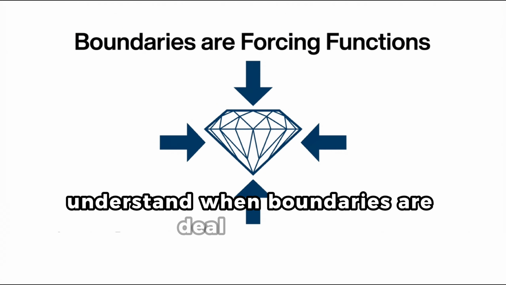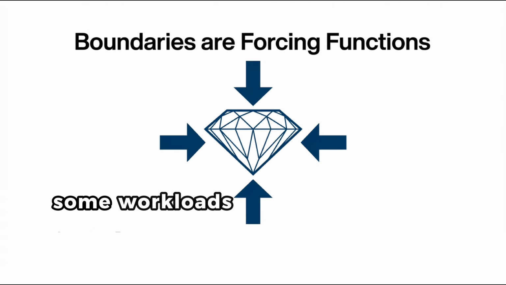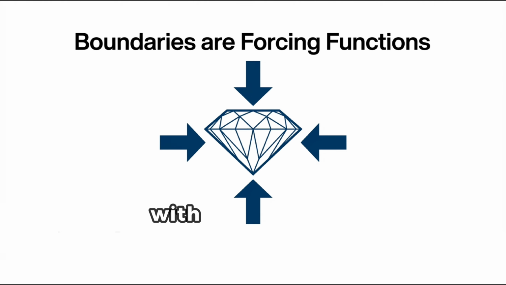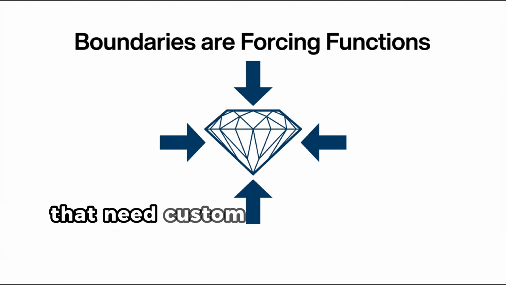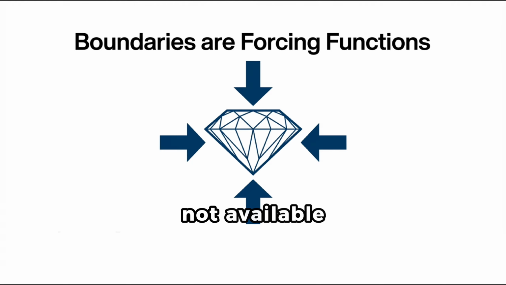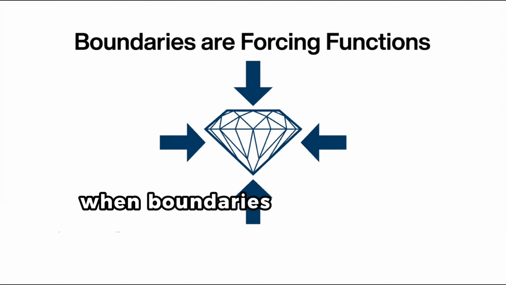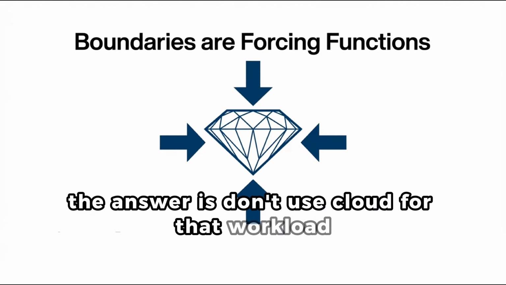Understand when boundaries are deal breakers. Some workloads genuinely can't run in public cloud because the boundaries are incompatible with requirements. High-frequency trading systems that need custom network hardware. Specialized computing that requires specific accelerators not available. Regulatory requirements that demand physical audits. When boundaries conflict with requirements, the answer is don't use cloud for that workload.